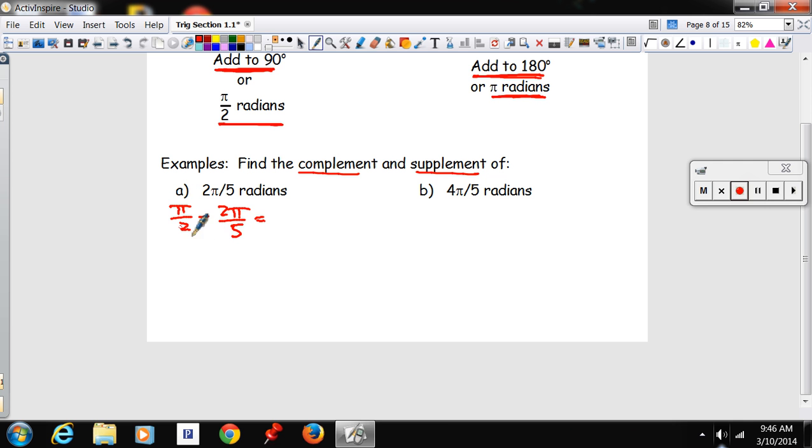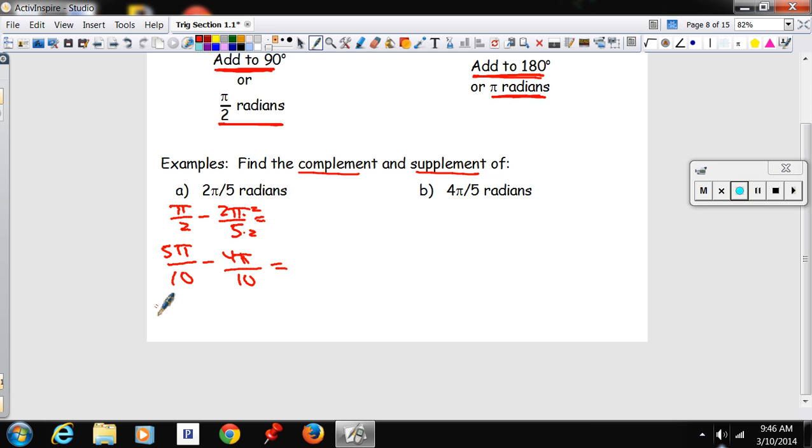Could I subtract those two fractions? If I get a common denominator, I can. What would be my common denominator there? 10. So let's make them both into tenths. What would this first one be? 5 pi over 10, because the half is the same as 5 tenths. And this one, if I multiply by 2, I'm going to get 4 pi over 10.